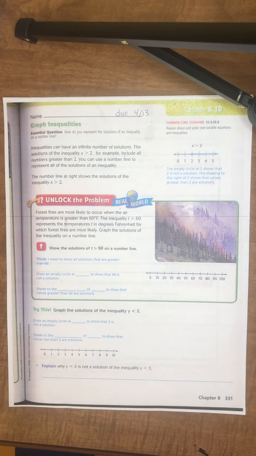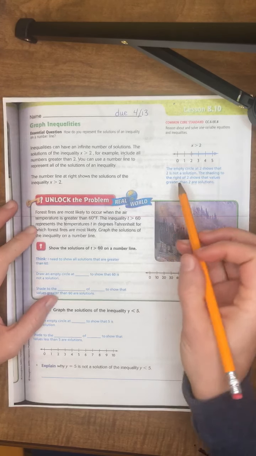Lesson 8.10, Graph Inequalities. Inequalities have an infinite number of solutions. The solutions of the inequality x is greater than 2, for example, include all numbers greater than 2. You can use a number line to represent all of the solutions of an inequality. The number line at right shows the solutions of the inequality x is greater than 2.